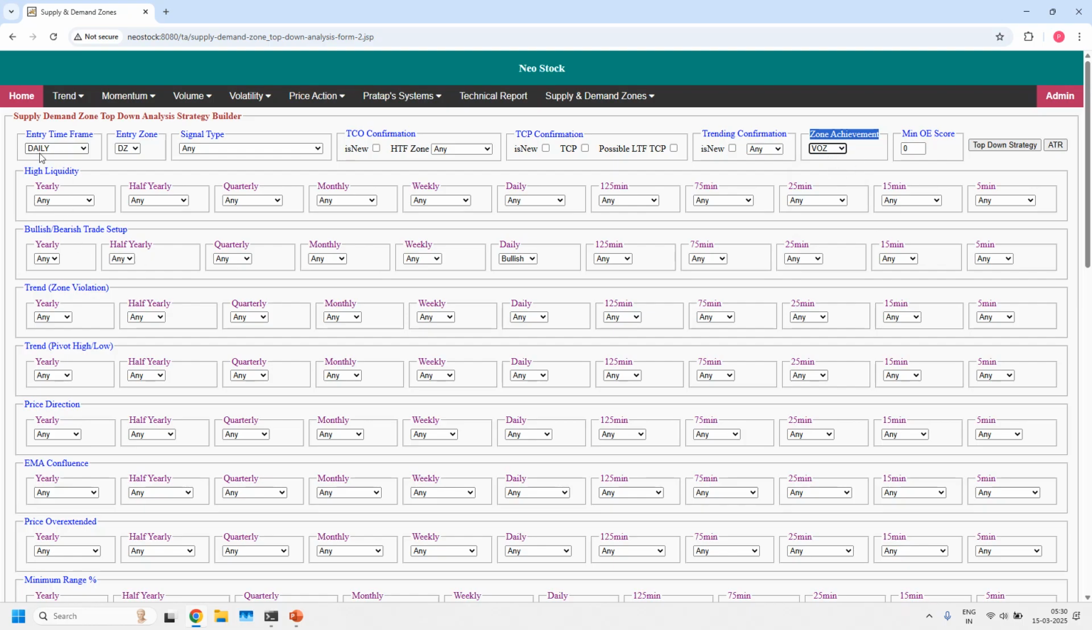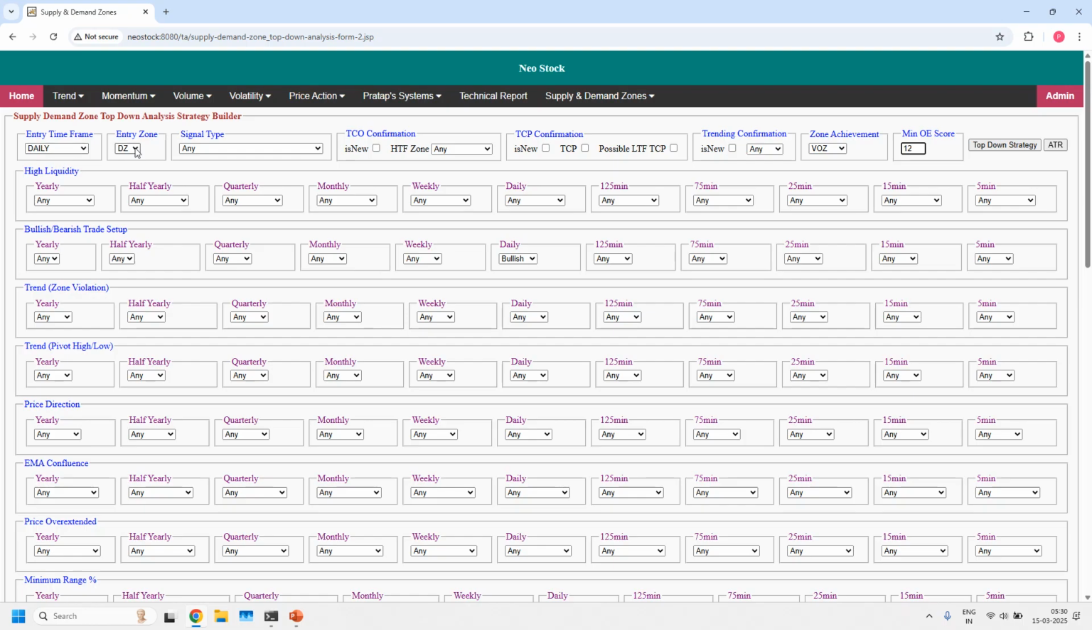And on our daily demand zone, the minimum odd enhancer score should be 12. So I am selecting the second filter, and here I am entering the value 12. And the third filter: your entry time frame entry zone, that is the daily demand zone, should not be pierced.